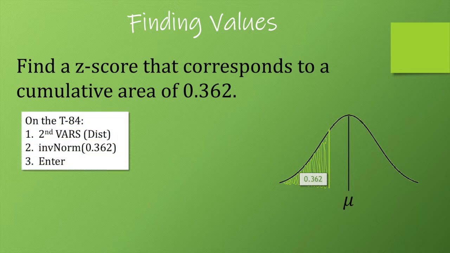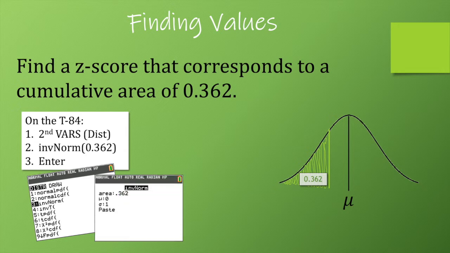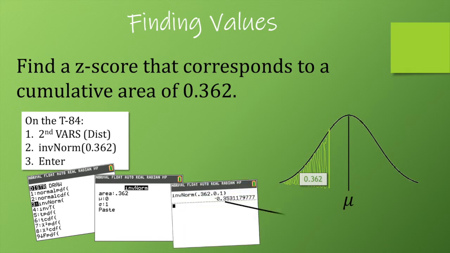So you grab your calculator, hit second vars, distribution, and then you're going to go down to inverse normal, and put in the area that you're interested in, in this case 0.362. If it's on an old calculator, this menu might not come up, and you just need to type in 0.362, hit enter. It tells you that the cumulative area of 0.362 corresponds to a z-score of negative 0.35.